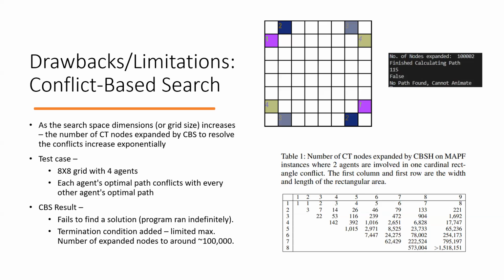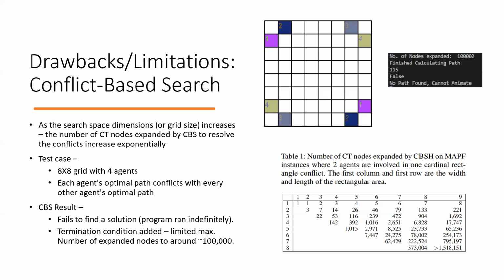In this case, CBS failed to find a solution. When we ran the CBS program on this test case, it ran indefinitely and was unable to find a solution. We added a termination condition such that the maximum number of nodes expanded would be around 100,000. Even after adding a threshold, CBS was unable to find a solution.